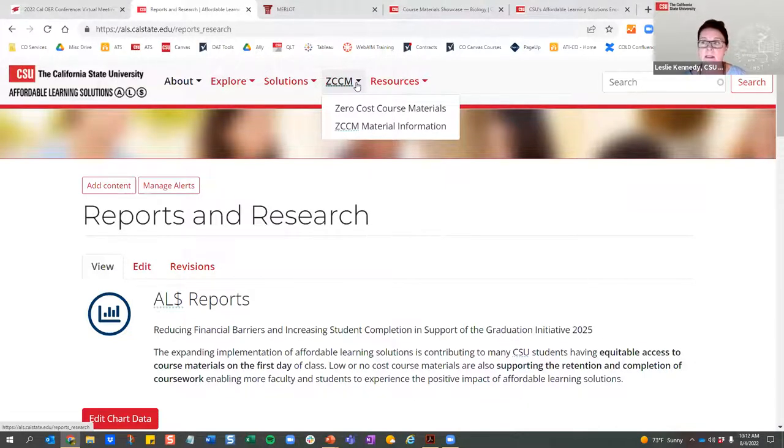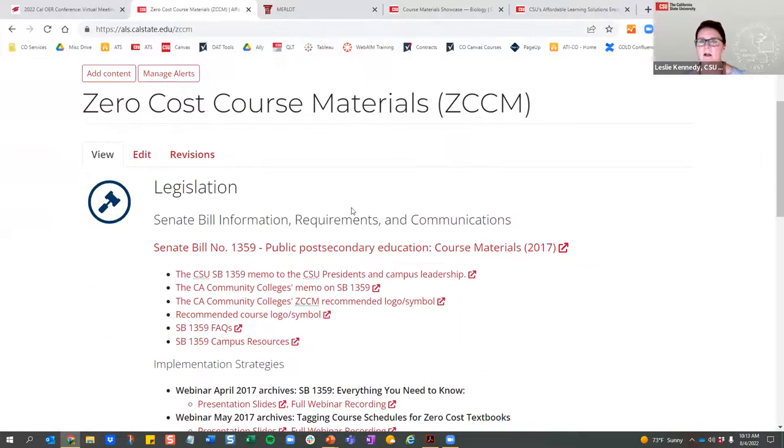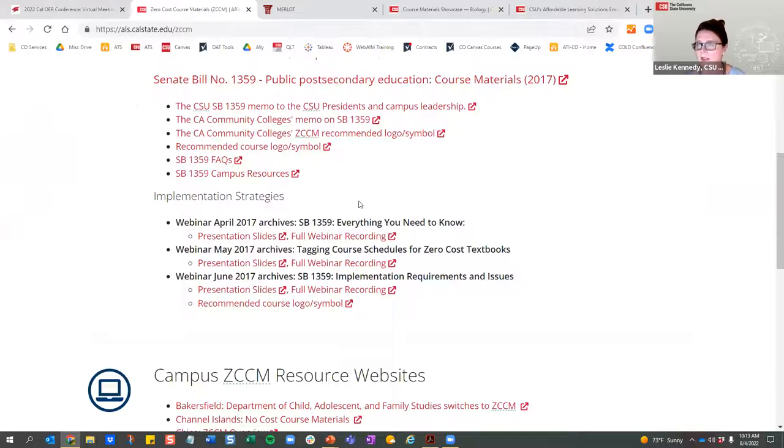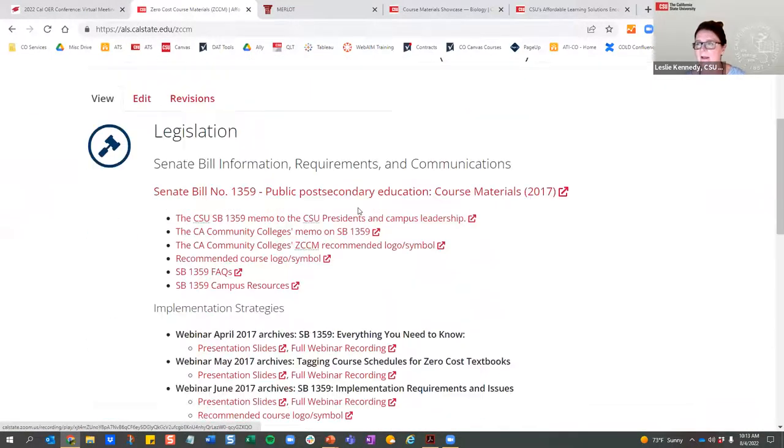The other piece of information that I'd like to focus on is Senate Bill 1359, which required the community colleges and the CSU to mark our zero cost course materials in our student information systems or student schedules, so that when a student is scheduling a class and looking at courses, they would be able to identify the courses that might have zero costs. That's something that we've been promoting, and we continue to work with the campuses to refine that process.